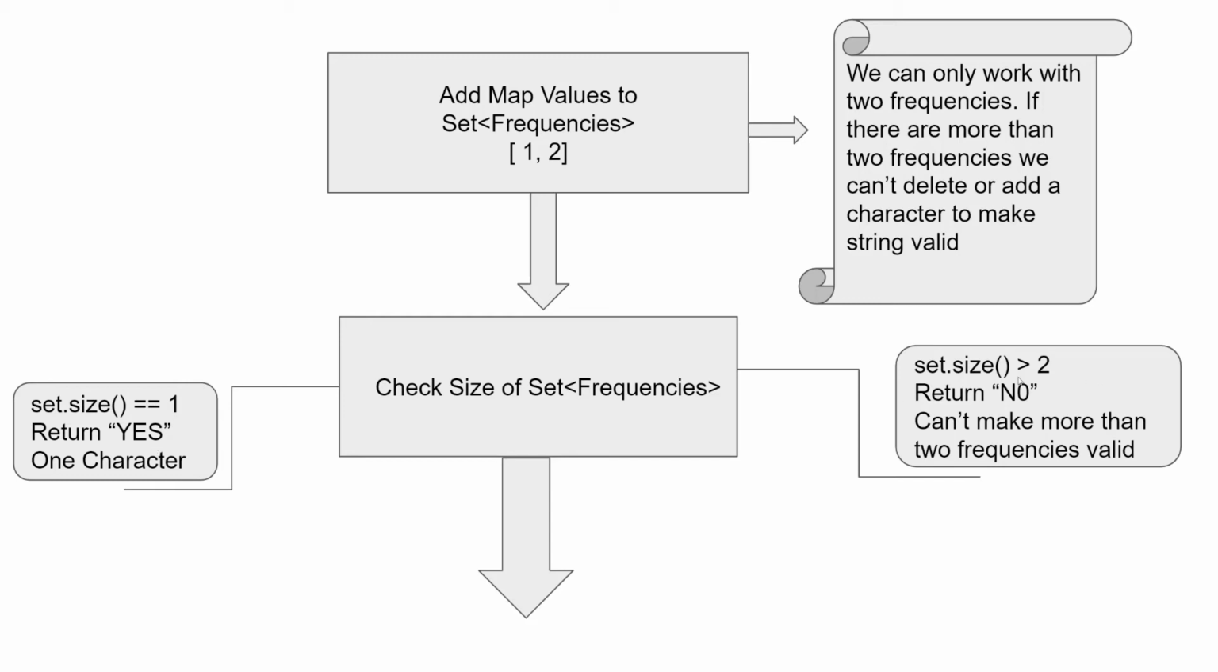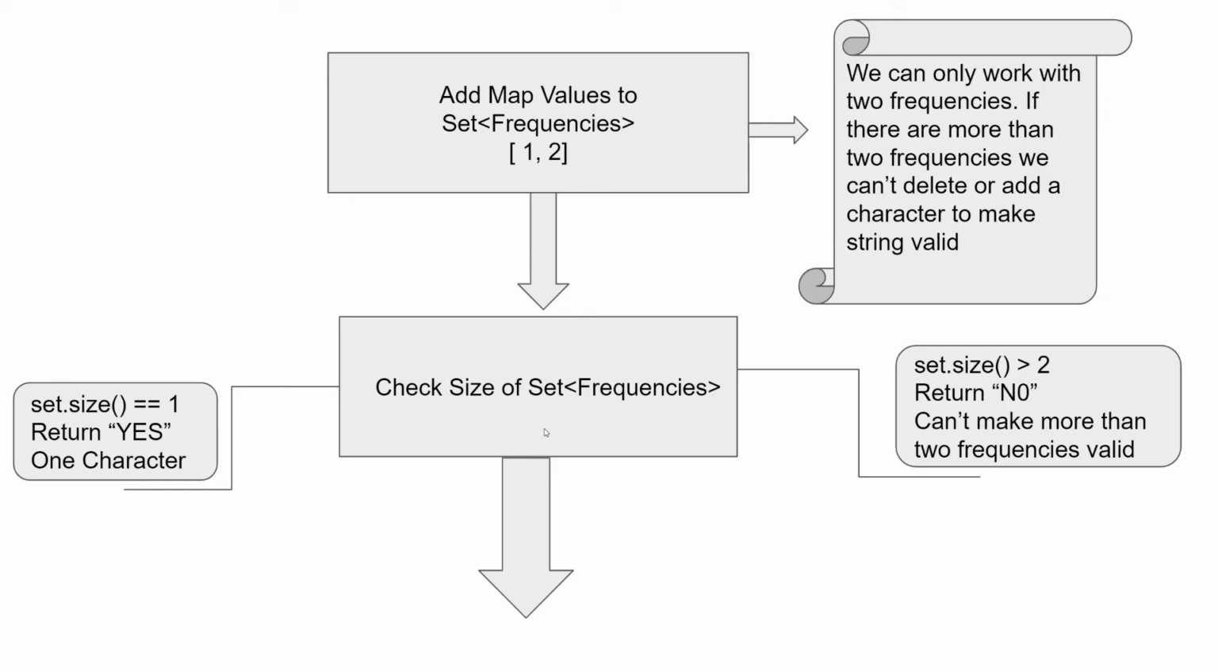And if the size is greater than 2, we're going to return no, because we can't take more than 2 frequencies to make the string valid. And you will understand, for example, if we were to add 4 here or 3 here, do we delete 1 and 2, or do we delete 3 and 2? If we had 3 and 2 deleted, we still have to deal with 1 and 2. So in this case, it will not work.